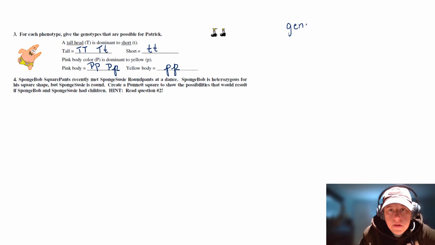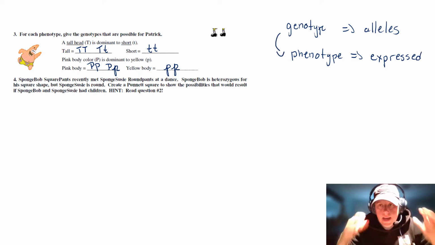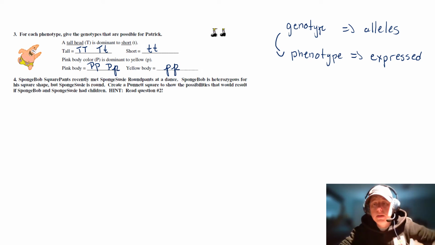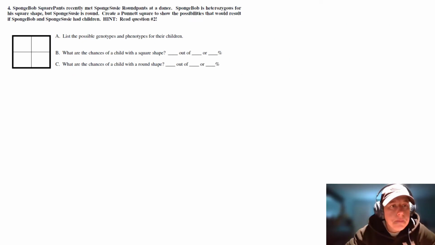So again, genotype is the alleles you have. Phenotype is how they are expressed. And the genotype really does determine the phenotype. So this is basically a recap of what we did last class. What we're going to do now is practice with our Punnett squares and how to figure those out. So let's look at question number 4.